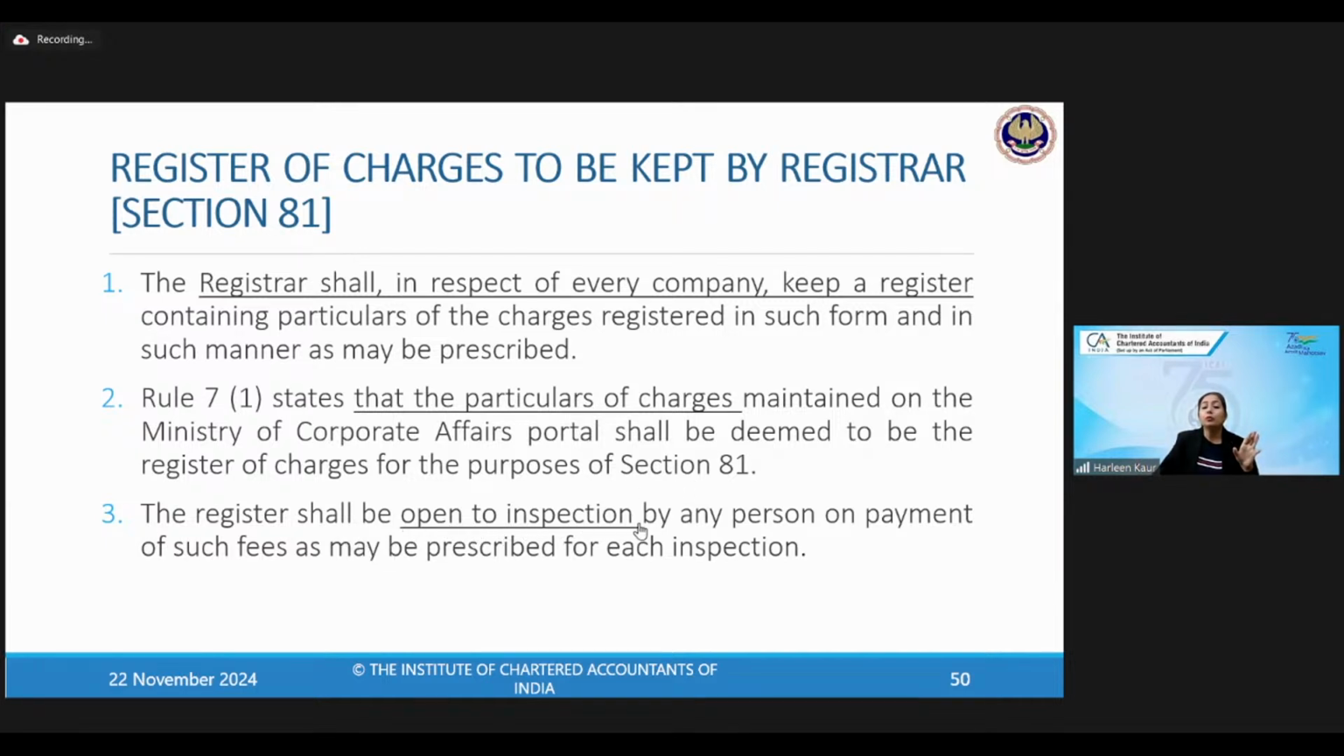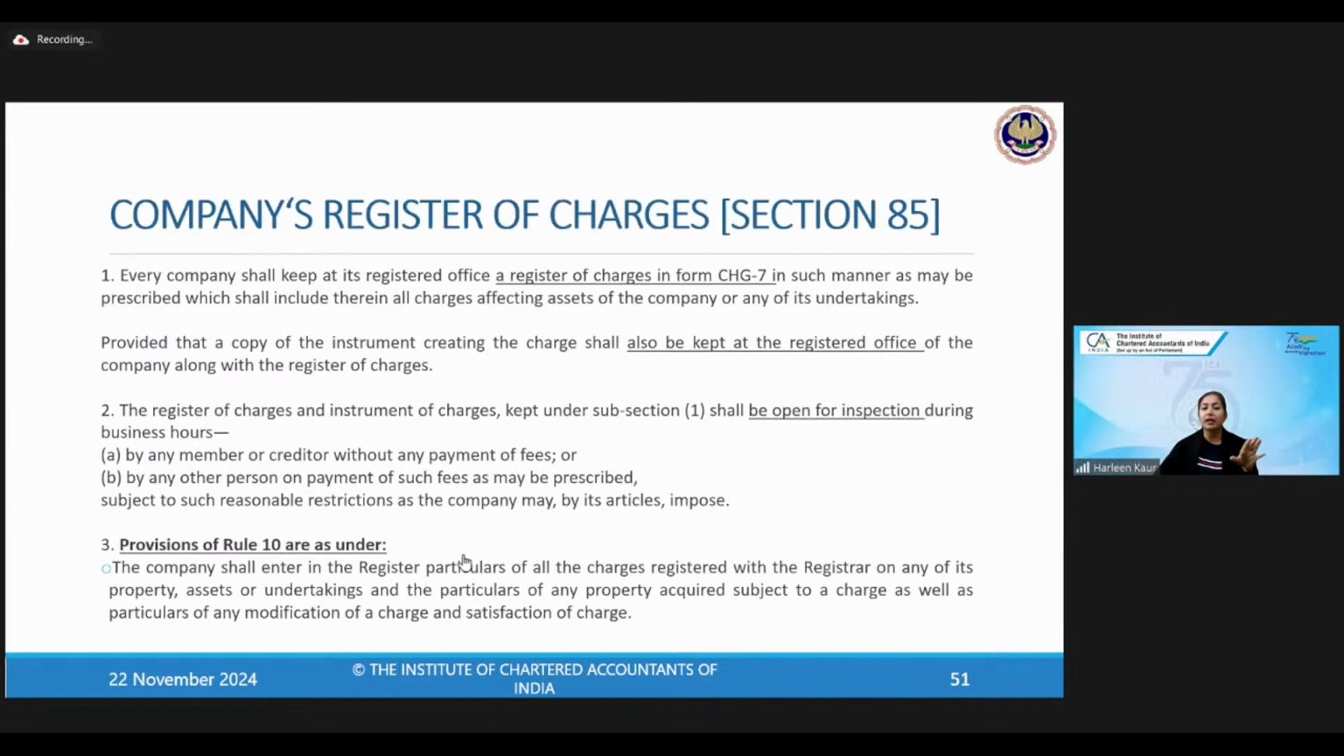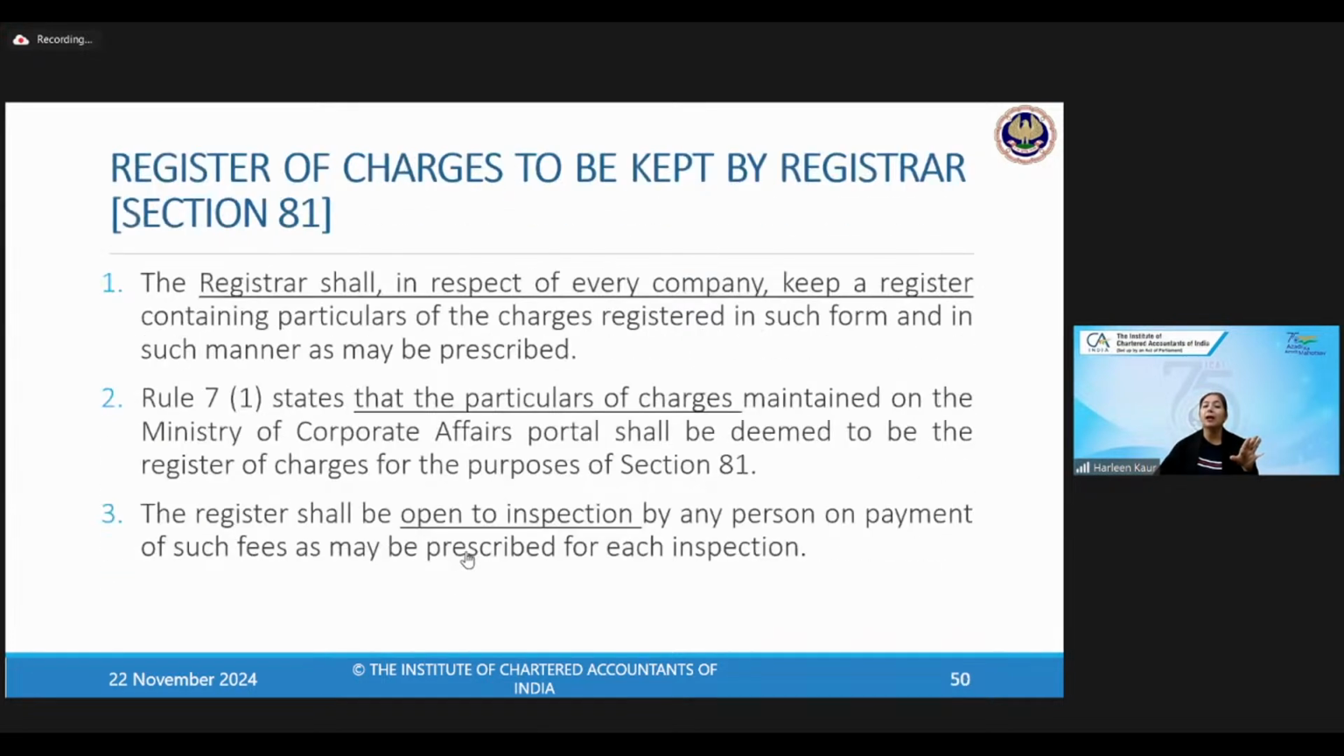Registrar will open it to inspection by any person on payment of such fees. So other than the members, if anybody comes, they can inspect the registers. So there is a company ABC Limited, they will keep a register of charges showing that against property A, this charge has been created, property B, and this copy shall be kept open for inspection. Anyone can come and check these copies after paying the relevant fees.